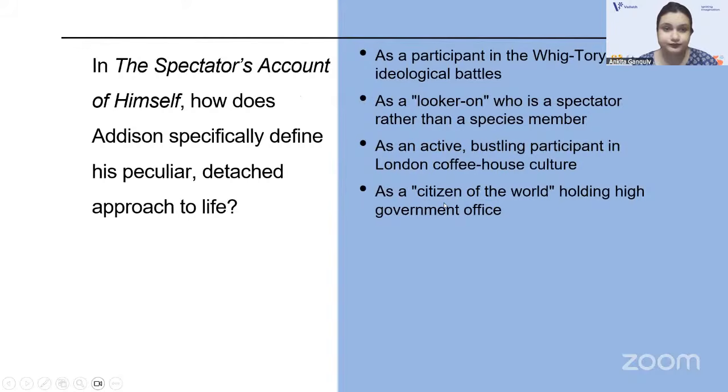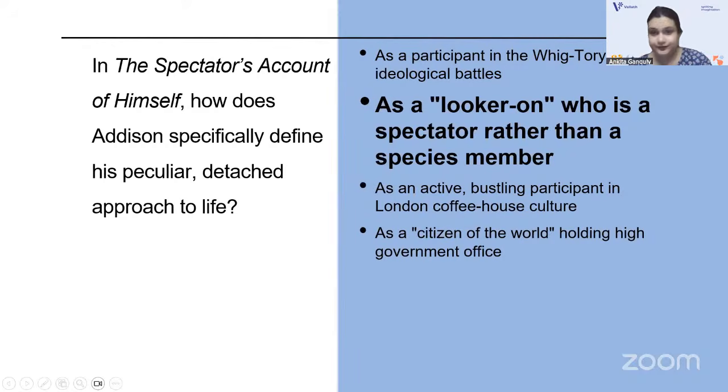Okay, right. In the Spectator's account of himself, how does Joseph Addison specifically define his peculiar, detached approach to life? As a participant in the Whig-Tory ideological battles, or as a looker-on, who is a spectator rather than a species member? Yes, he's a looker-on, he's an observer. In this issue of the Spectator, Addison defines his detachment by framing himself as a looker-on or silent observer who, as a spectator of mankind, engages with the world through speculative observation rather than active participation. He is a silent, passive observer of life around. He is not an active participant in it.